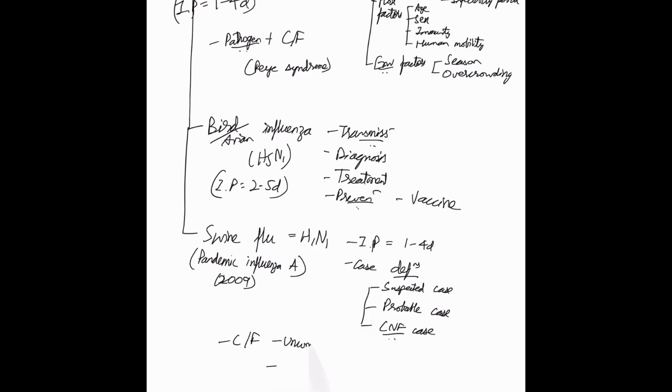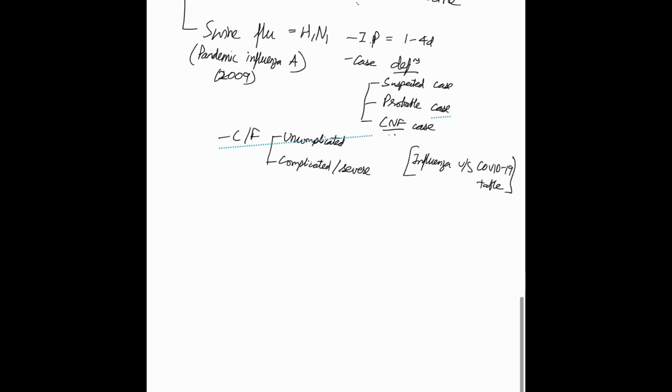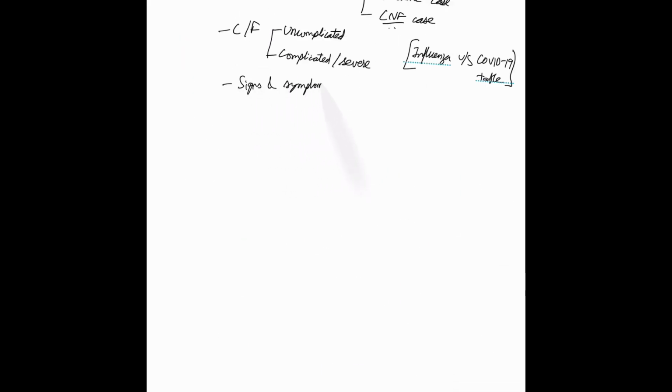And then swine flu, that's H1N1, which caused the pandemic influenza A 2009. You should know the incubation period is 1 to 4 days. And the case definitions, that is the suspected case, probable case, and confirmed case. And the clinical features of uncomplicated and complicated or severe swine flu.